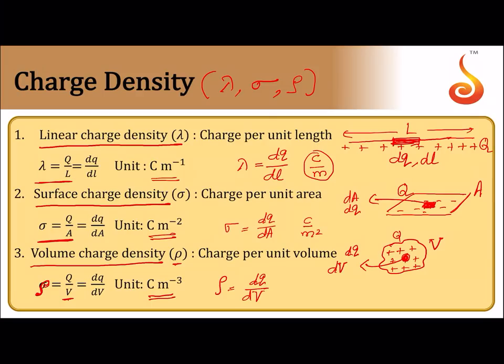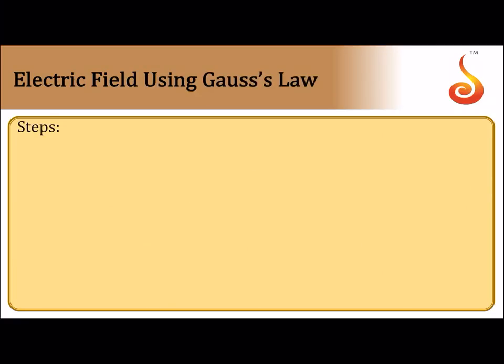So what was our objective? Our objective was to find out the electric field using Gauss law. Now how to find out the electric field using Gauss's law? To find out the electric field using Gauss law, here I am giving you the flow chart, or say the steps. Remember, the steps are very, very important here. What are all the steps?